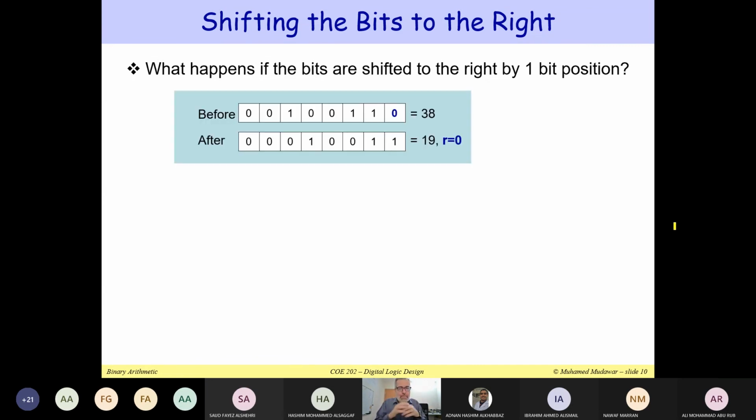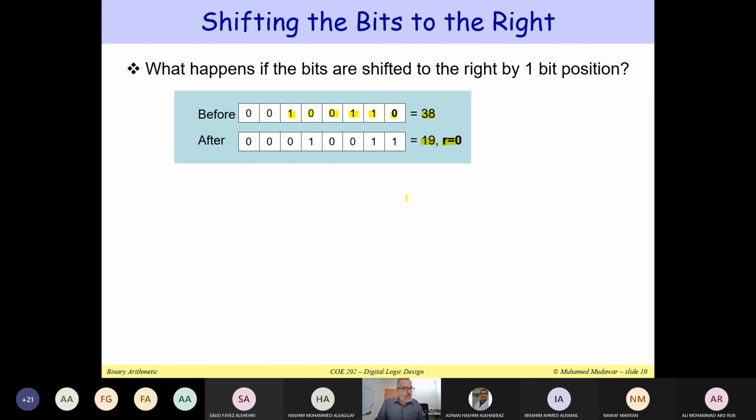So let us take a look at another example. Suppose I start here, for example, with 38. This is the representation of 38. It is 1, 0, 0, and then we have 1, 1, 0. If you convert it from binary to decimal, you will get 38. Now, if I shift these bits to the right, then the number becomes 1, 0, 0, 1, 1, and this 0 is shifted out. This is the remainder. And this number becomes 19. So we are dividing by 2.